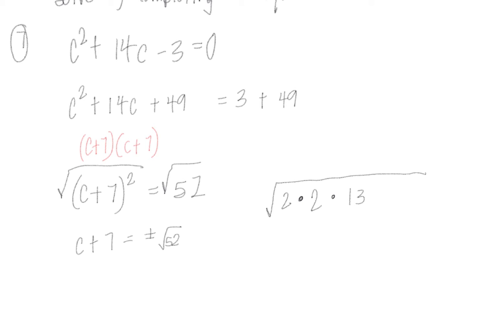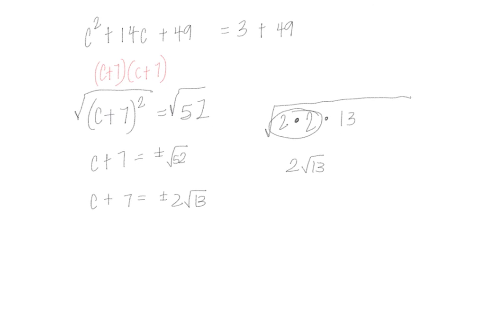The square root of 52 is equal to the square root of 2 times 2 times 13, because 2 times 2 times 13 is 52. And there's a group of 2 right here. So bring that 2 out front and leave what doesn't repeat twice inside. So c plus 7 equals plus or minus 2 square roots of 13. And now all I need to do is subtract 7 from both sides to get c equals negative 7 plus or minus 2 square roots of 13.